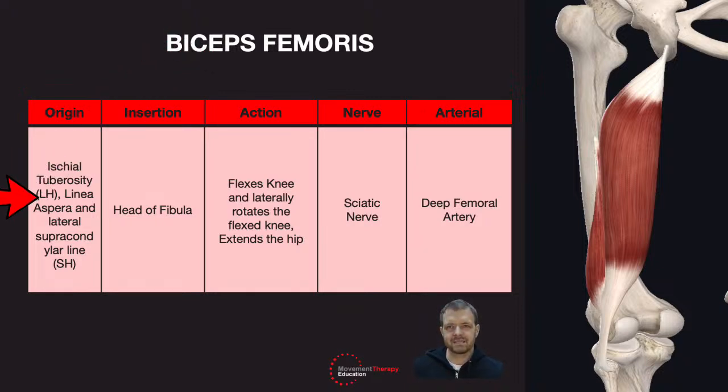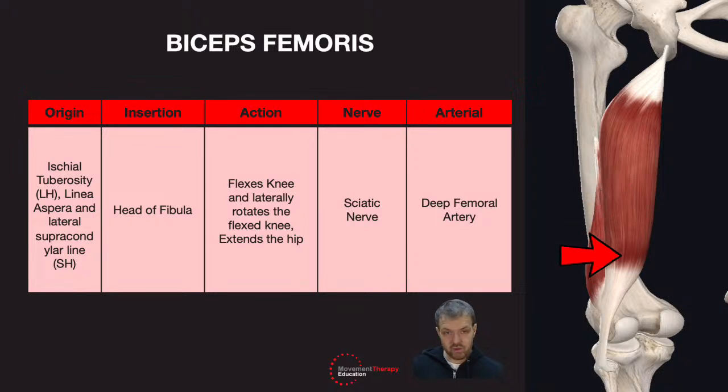We've got a long head which attaches onto your sitting bones, so your ischial tuberosity up here. Then it joins in with this short head, which is just tucked behind there. Your short head is on the linea aspera, and we talked about that a few weeks ago. So there's a raised line on the back of the femur where loads of muscles attach, and your short head of biceps femoris attaches onto there. Then it comes all the way down and attaches onto your fibula, just down here. So the head of fibula is your distal attachment point, the one furthest away.